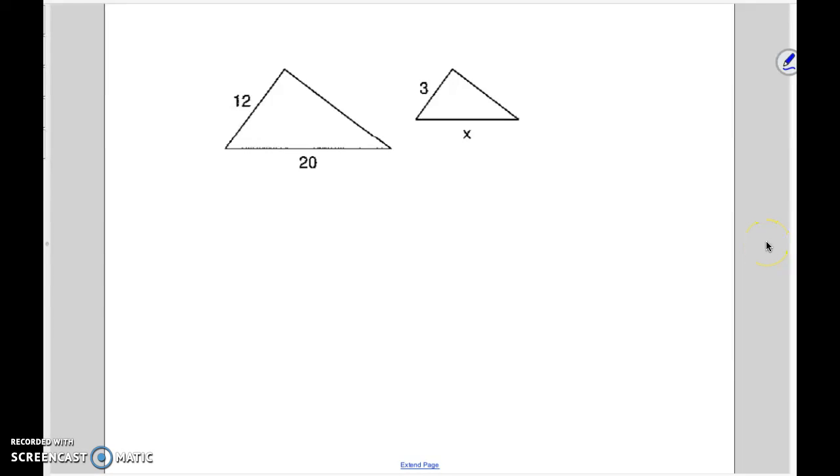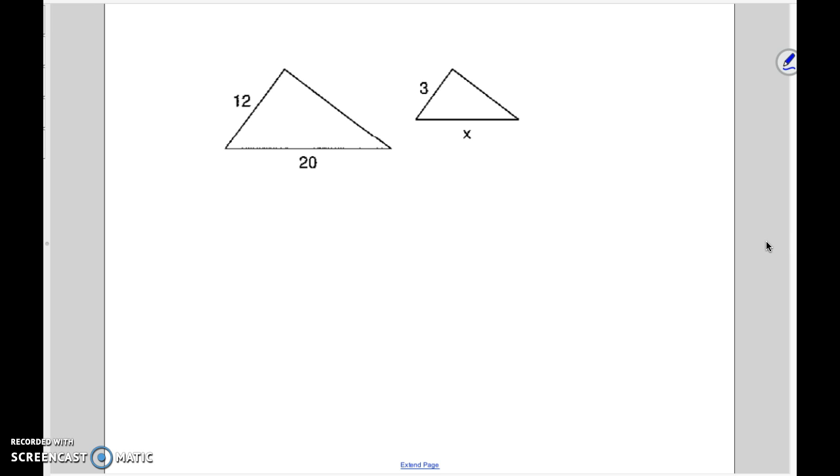Hey guys, today we're going to go over our similar figures and proportions in order to prepare for our test tomorrow. So if you will, draw these triangles. I want you to press pause. I want you to try them on your own before you watch me do them.